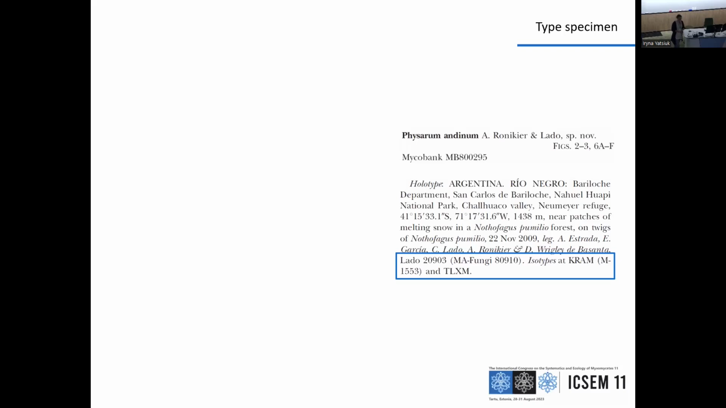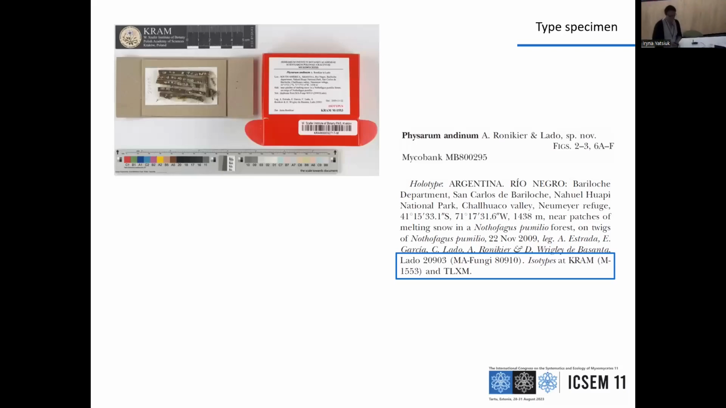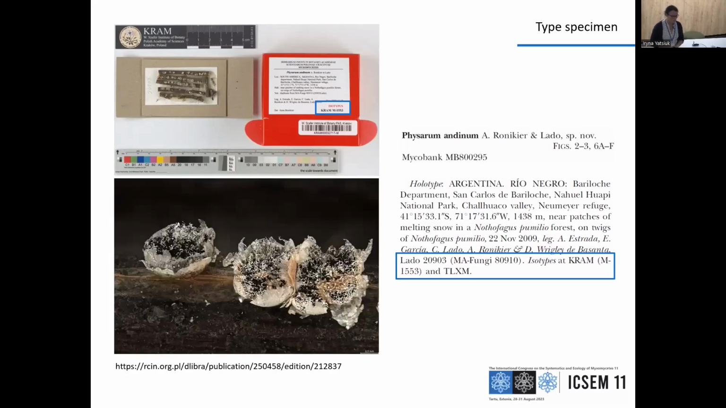The isotype of the species you can find in our herbarium in Krakow, and if you find the same number that is mentioned in the protologue, which is 1553, you can be sure that you have the isotype in your hands. Since part of our collection in Krakow is digitalized, you can find this picture on the internet also, and you can find also the specimen inside, which is available at the platform rcin.org.pl.